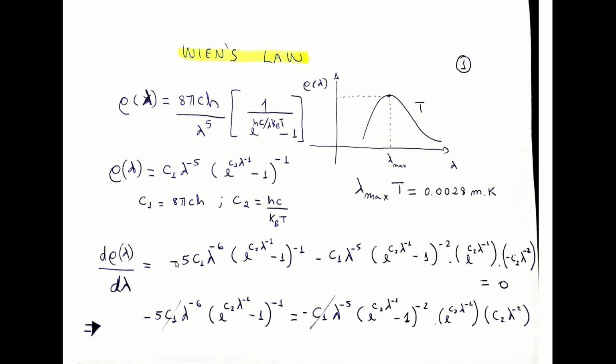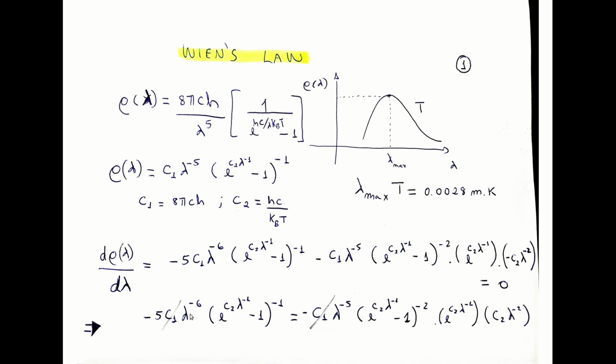Okay, so I just copy this and I put this guy to the other side of the equation. But remember, you have a c minus c1 and a minus c2, it becomes a plus sign. But then when it gets to the other side, it becomes a minus again. So it's minus c1 lambda to the minus 5, this guy right here, and this guy right here without the sign because we dealt with the sign before.